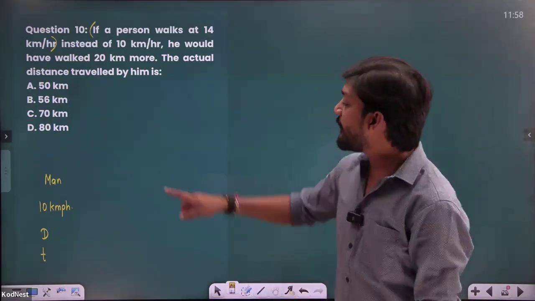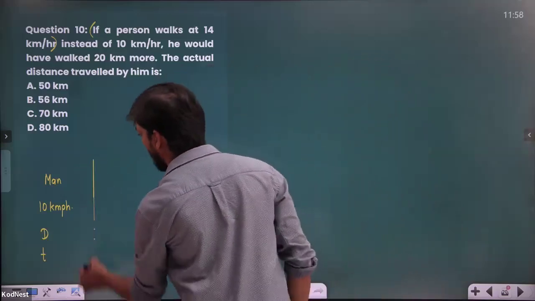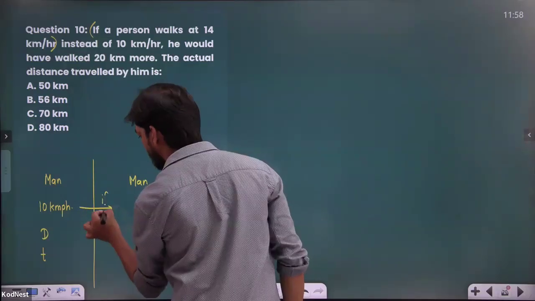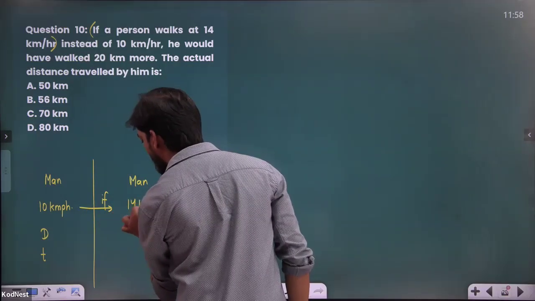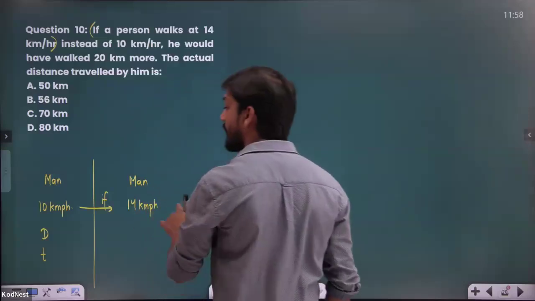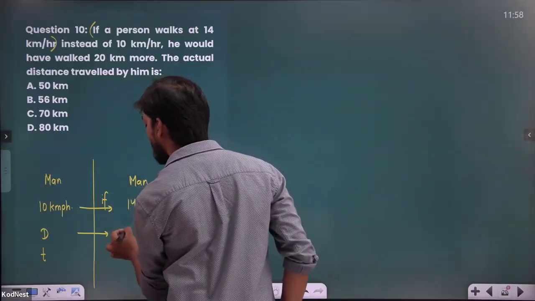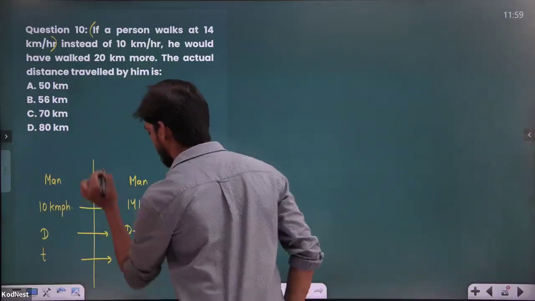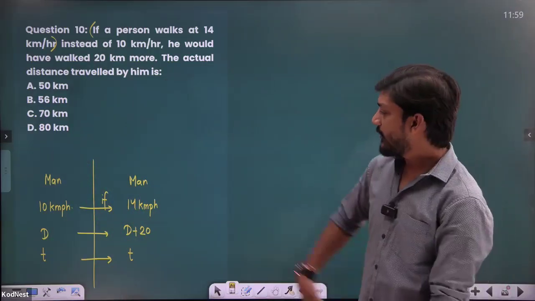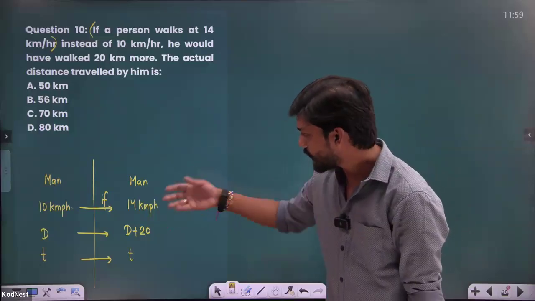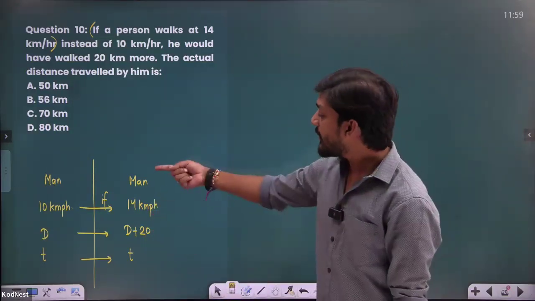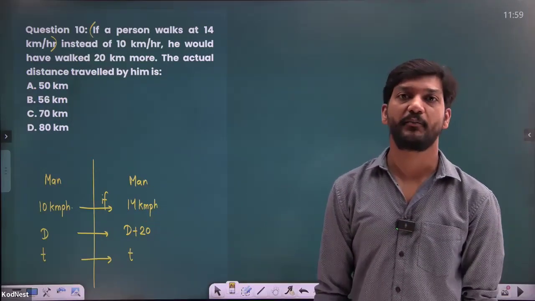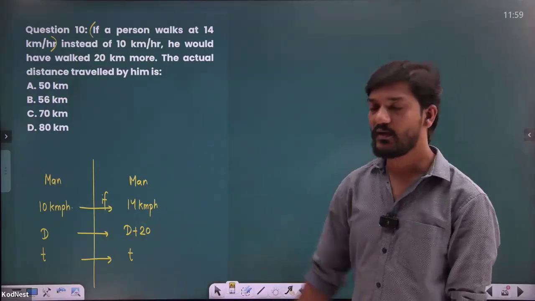Now you are saying if this person travels at 14 kmph, then he can travel 20 kilometers more. Obviously, if you are comparing and saying 20 kilometers more, your intention must be that he can travel with this speed 20 kilometers more in the same amount of time. So this is what is given in this question.